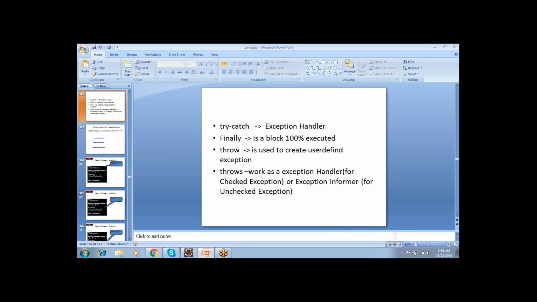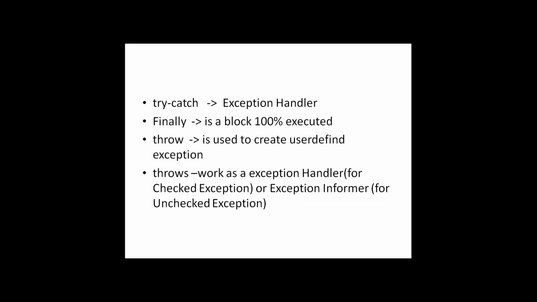After throw, there is throws. One more keyword is left. Throw is used to create a user-defined exception, and throws has two uses. Throws works as an exception handler for checked exceptions. Actually, right now we are learning unchecked exceptions. The second use of throws is that it works as an exception informer for unchecked exceptions. There are two types of exceptions, checked and unchecked. Right now we are learning unchecked exceptions, so here throws works as an exception informer. It does not work as an exception handler because we are dealing with unchecked exceptions.